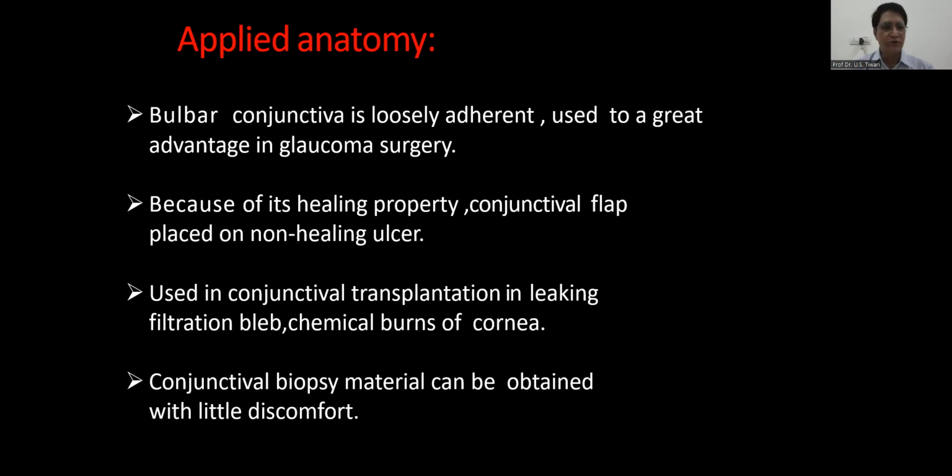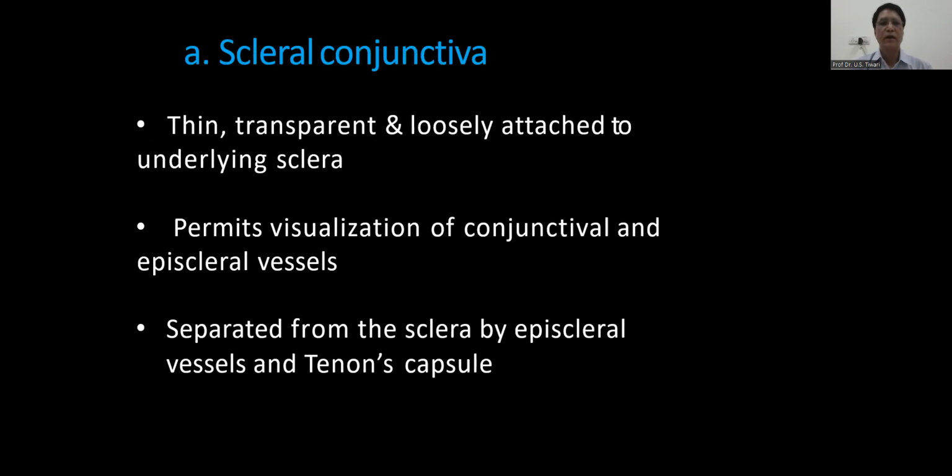a non-healing ulcer. They also use conjunctival transplantation in a leaking filtering bleb and chemical burns of the cornea, for the same reason as I mentioned. And conjunctival biopsy material can be obtained with little discomfort because it is very loosely attached and there is a lot of redundant conjunctiva.